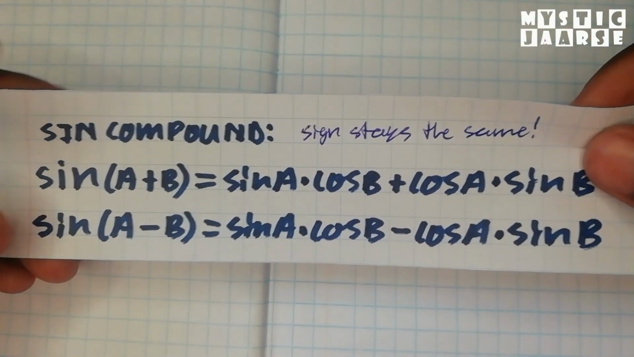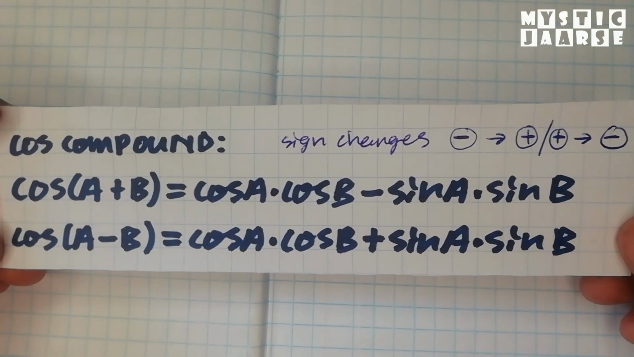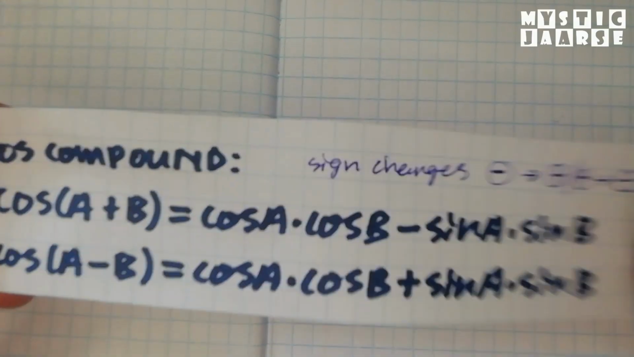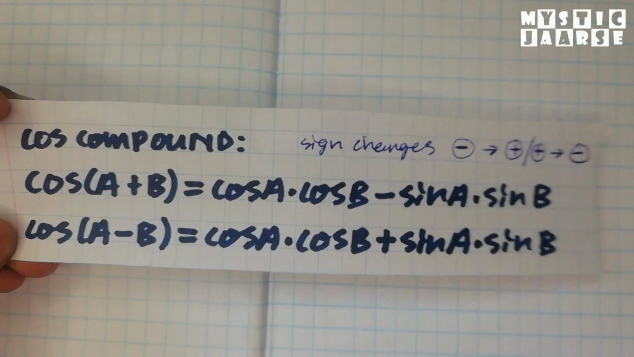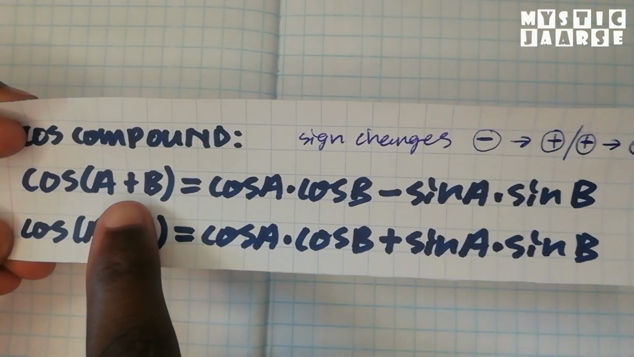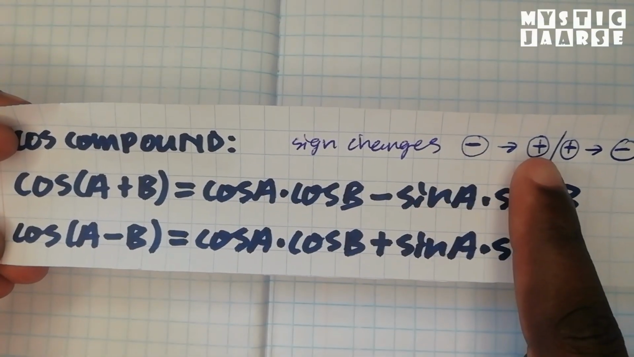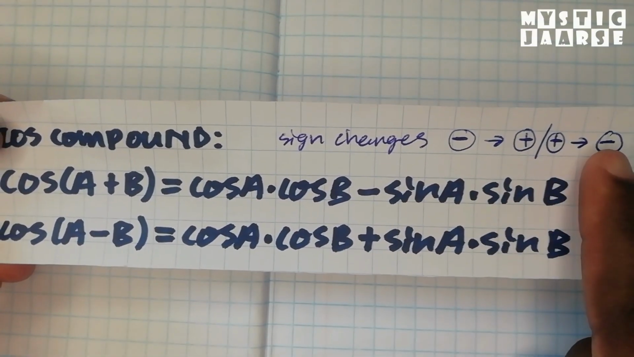What about the cos compound? Now this is where things get a little bit different from sine compound. For cos compound, the sign that you had between your angles changes. So negative changes into positive and positive changes into negative.